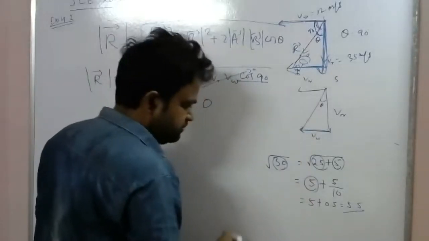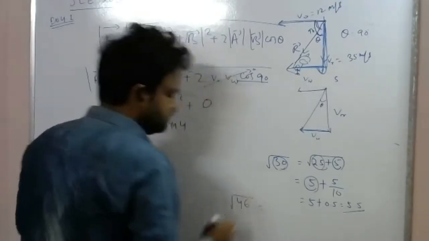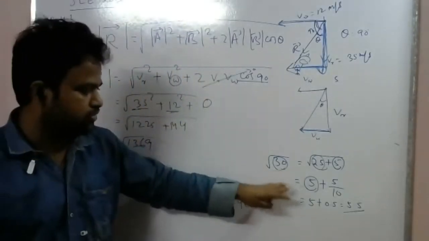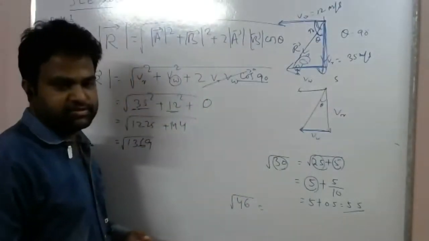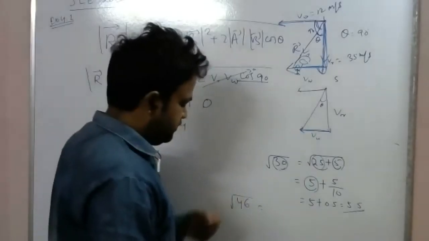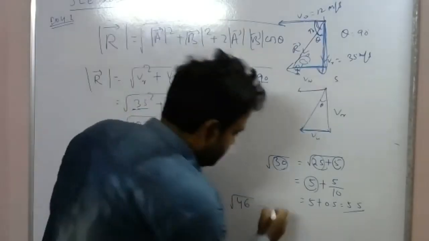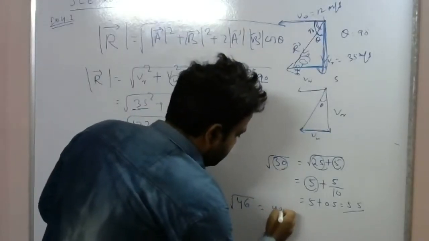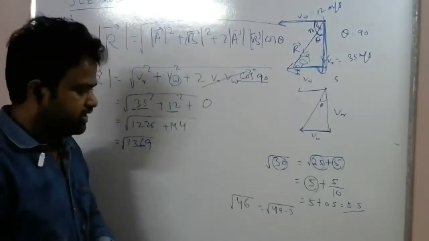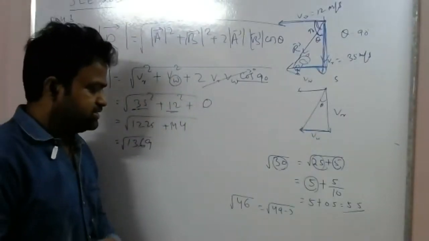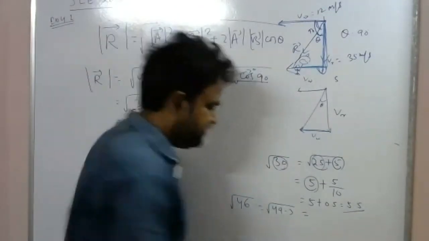Now suppose another example. Let's take square root of 46. Can anyone, using this shortcut rule, say what will be the square root of 46? What is the nearest square? 7 7 is 49. So I can write 49 minus 3. Can I write this one in that way? 49 minus 3. So the root of 49 is 7.